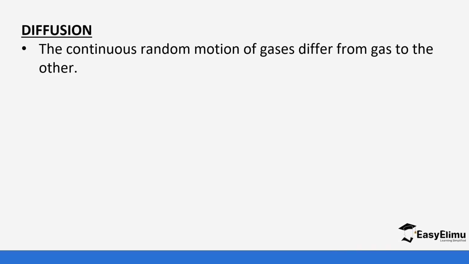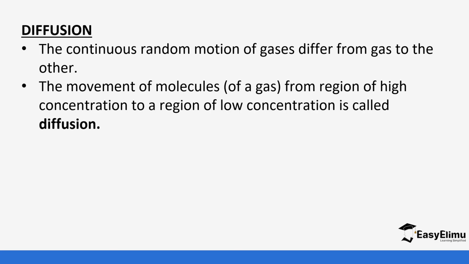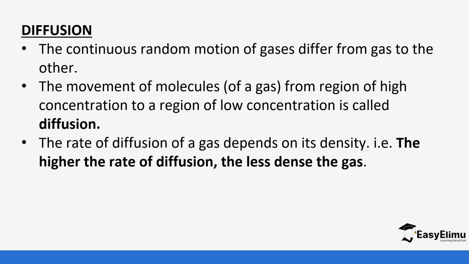So diffusion is a continuous random motion of gases. The continuous motion usually differs from one gas to the other. When molecules move from a region of high concentration to a region of low concentration, we usually refer to that as diffusion. The rate of diffusion of a gas usually depends on its density. Basically, density is directly related to mass. The higher the rate of diffusion, the less dense the mass.